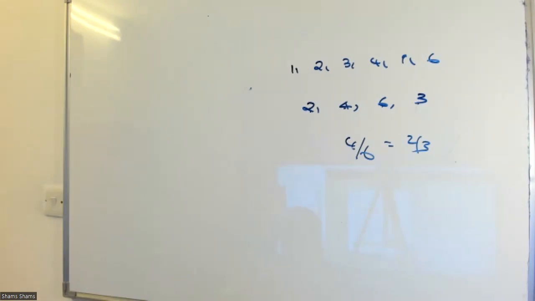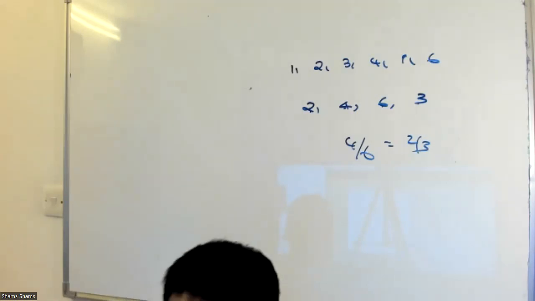Dania, question number 8, read. Number greater than 3. Yeah, which are the numbers? So, 4, 5, 6, so that's 3 by 6. Okay.